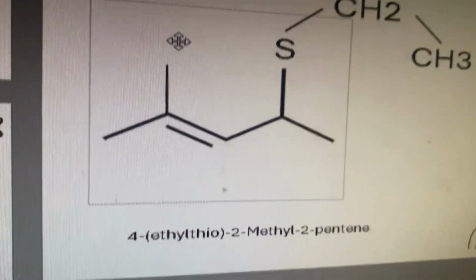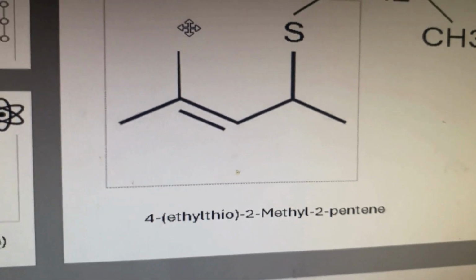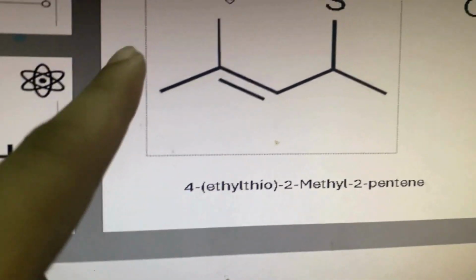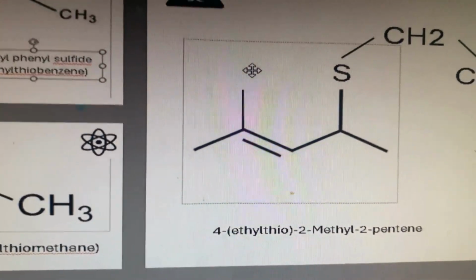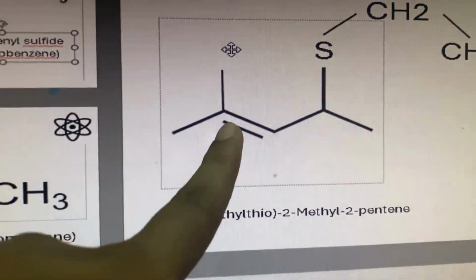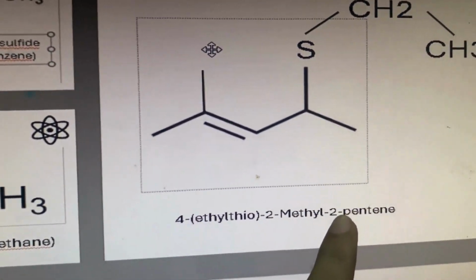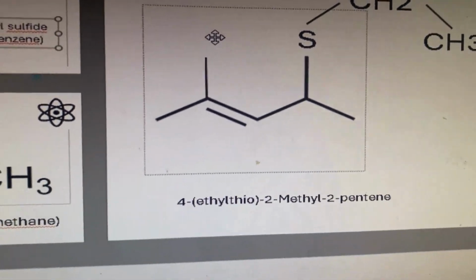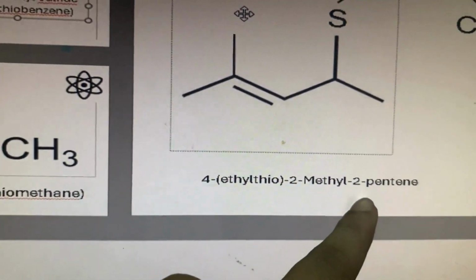So here, the reason why it is 4-ethylthio-2-methyl-2-pentene is because, again, we have here the parent chain pentene, so we have to count here 1, 2, 3, 4, and 5. So that leaves us with pentene, and since the double bond is found on the second carbon, then we have to add 2 before the parent chain. So that's always the rule. There's always the locator number for the double bond, and it's always found before the parent chain.